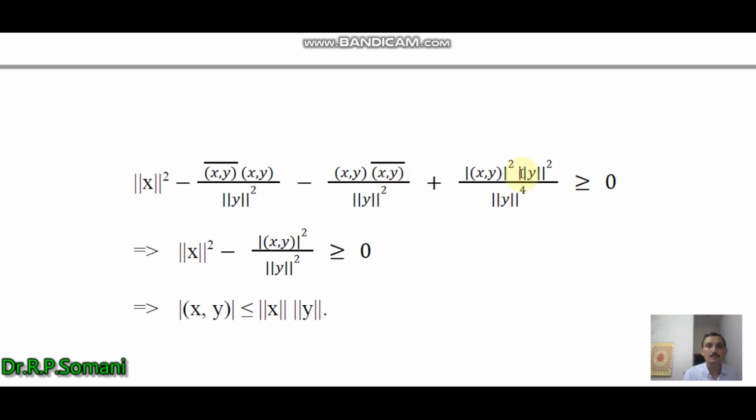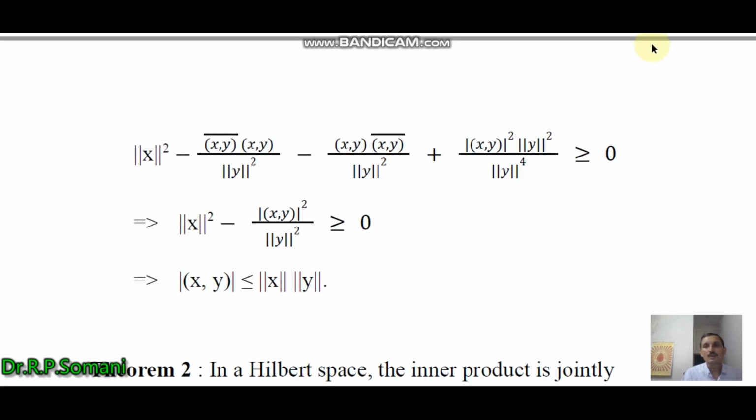After simplification, we obtain that norm of x square minus modulus of the inner product x, y square upon norm y square is greater than or equal to 0, and this implies that modulus of the inner product x, y is less than or equal to norm x into norm y. So we proved the Schwarz inequality.